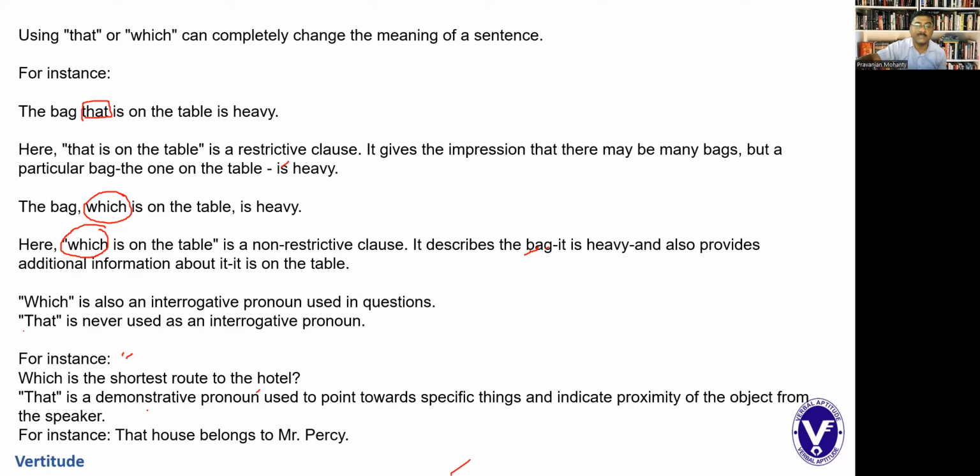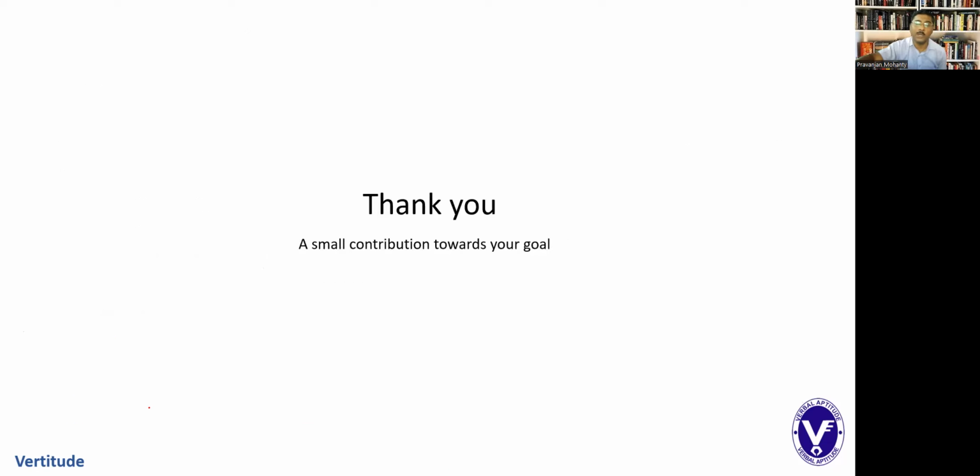We cannot use that there. That is a demonstrative pronoun used to point towards specific things and indicate proximity. That book is mine. So we use it as a demonstrative pronoun. That, this, those are called demonstrative pronouns. For instance, that house belongs to Mr. Percy. So when we are pointing to a particular object, a specific thing, or something which has proximity also, we use that. Okay. So that is all about pronouns.